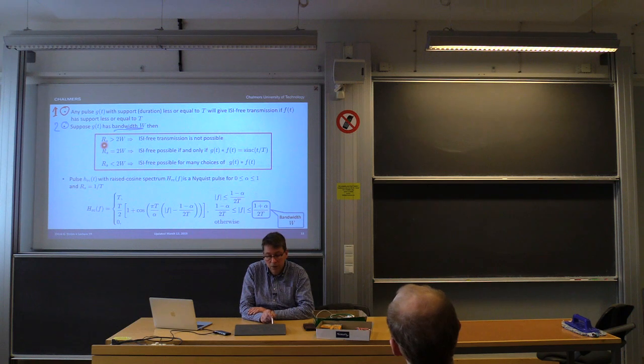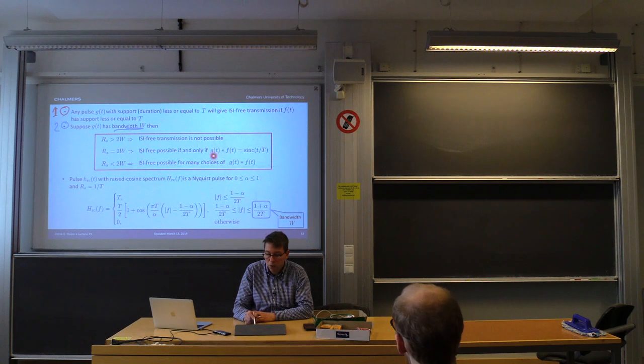Well, it turns out that if the symbol rate is too high, we're out of luck. So if the symbol rate is more than twice the bandwidth, then there is nothing we can do. We will have intersymbol interference. If the symbol rate is exactly twice the bandwidth, then it's possible to be ISI free, but only if and only if the convolution of G and F is this sinc function. So then we need to design G and F in such a way that we get a sinc when we convolve them together.